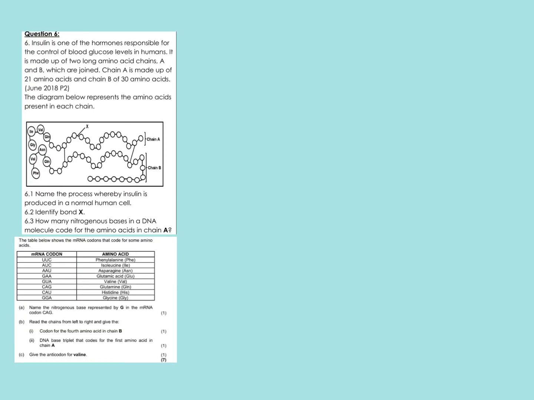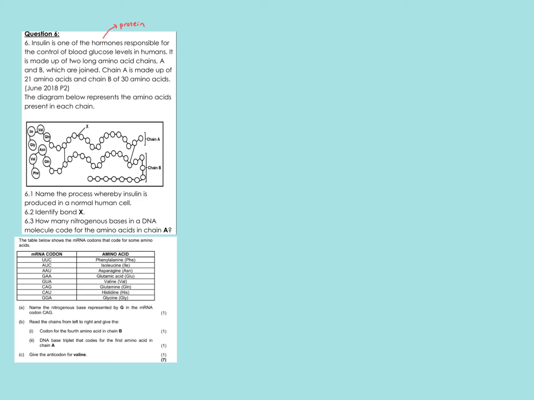So this question comes from June 2018, paper 2, matric paper. So the question is, I always read the blurb first very carefully. Insulin is one of the hormones responsible for the control of blood glucose levels in humans. Now, the first thing I notice is that hormones are all protein in nature. So that means they're going to be made through protein synthesis in the same way of transcription and translation. It consists of two long amino acid chains, A and B, which are joined. So chain A is made up of 21 amino acids, chain B is 30 amino acids. The diagram below represents the amino acids present in each chain.